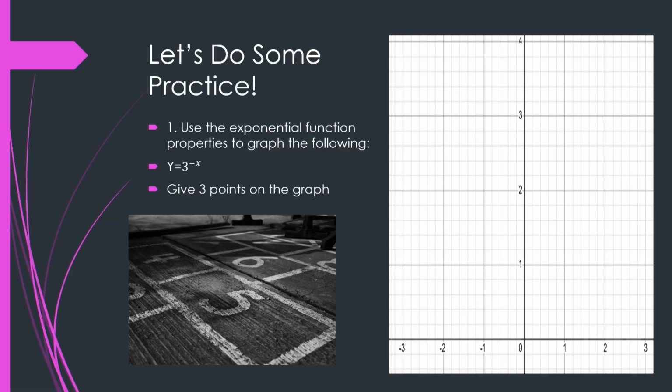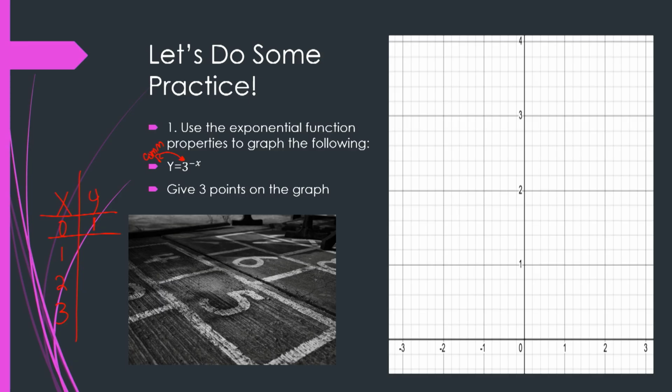Now let's do some practice. Use the exponential function properties to graph the following. Y equals 3 to the negative x and give 3 points. So what I'm going to do is I'm going to make a table here, my x and my y. Obviously, we have our what? Common ratio, which is a 3. So that means that our a would be an understood what? Yes, it would be an understood 1. So I've got 0, 1, 2, 3. So I'm going to have a 1 here.